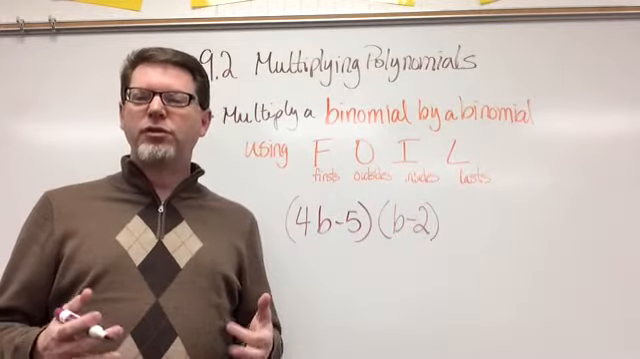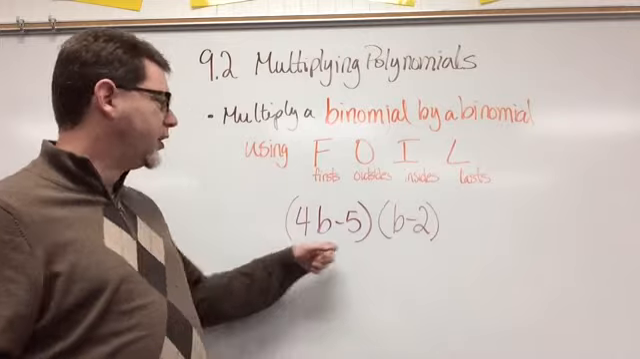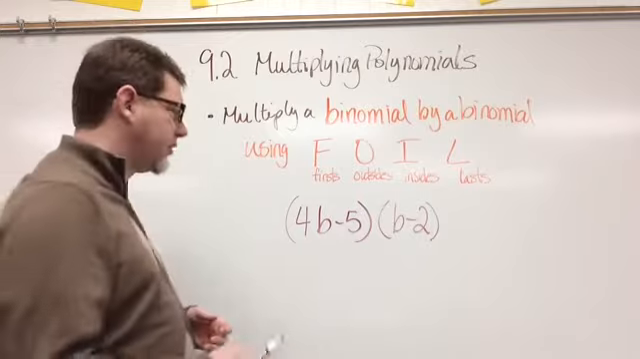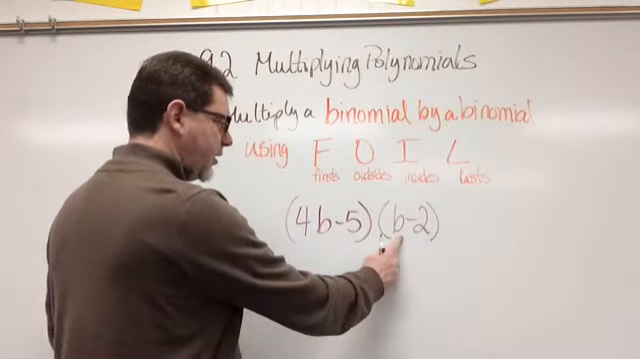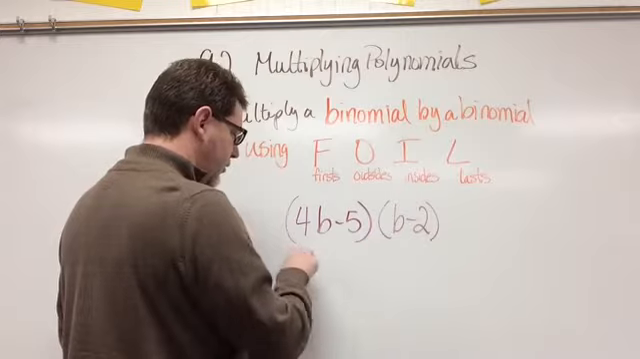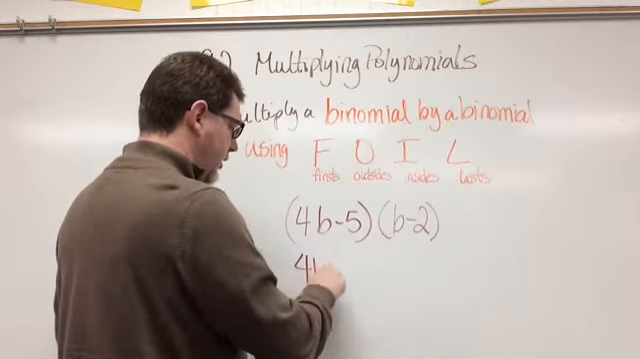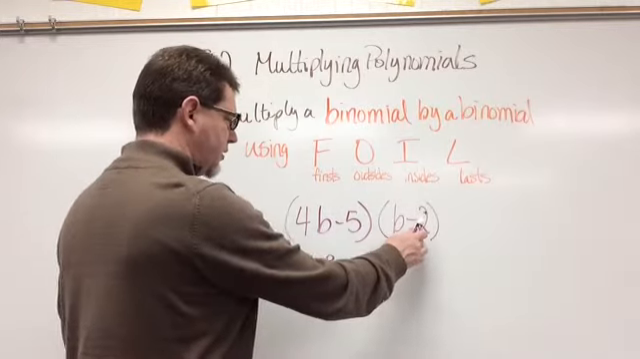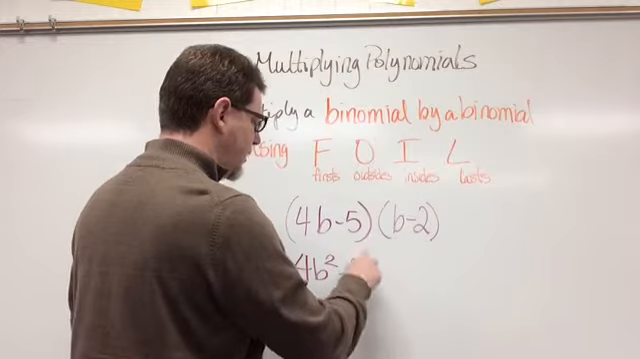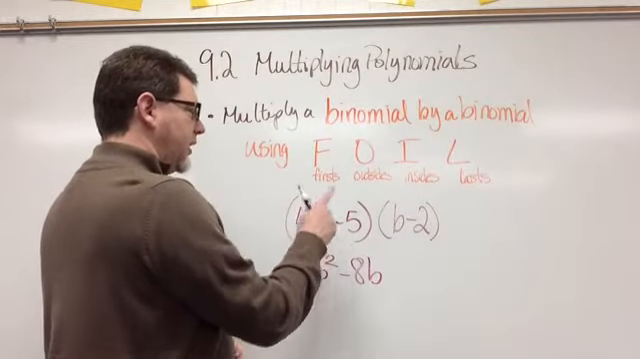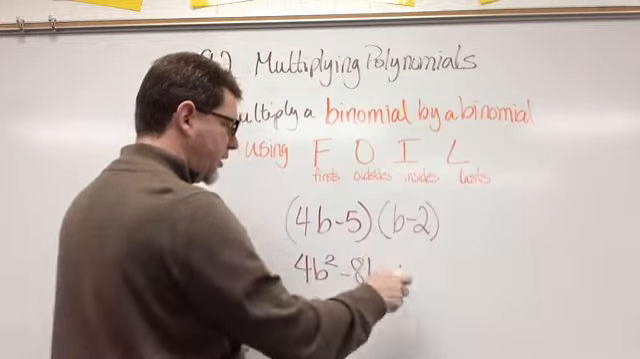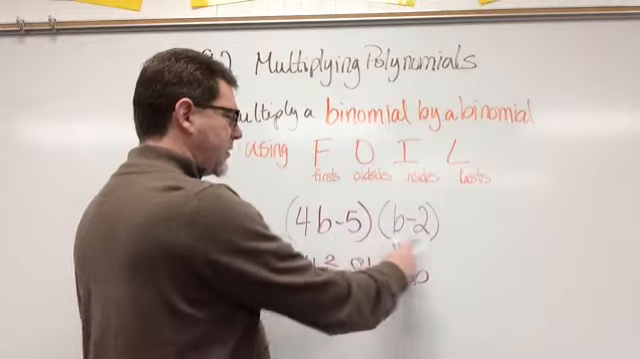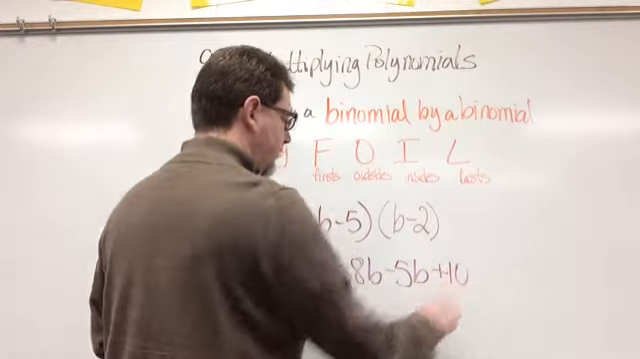The last sample problem we're doing for FOIL is 4b minus 5 times the quantity of b minus 2. So we're going to start with our firsts. 4b times b. 4 times 1 is 4. B times b is b squared. And then 4b times negative 2, because those are our outsides, would be negative 8b. Insides, negative 5 times b is negative 5b. And lasts, negative 5 times negative 2 is positive 10.